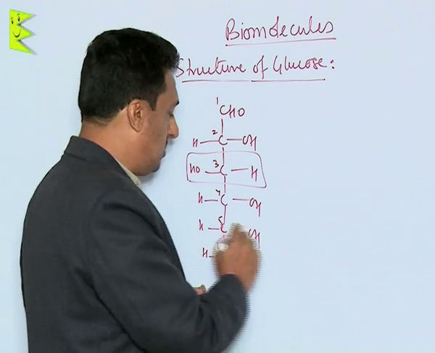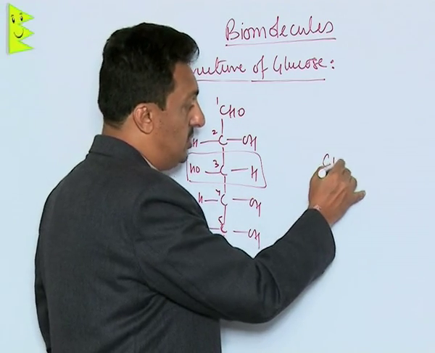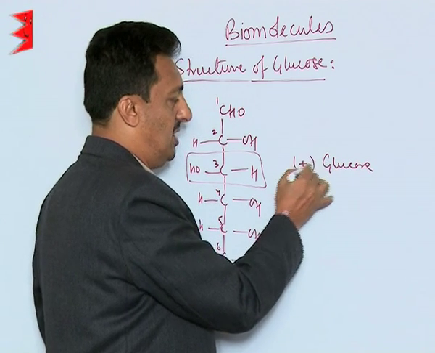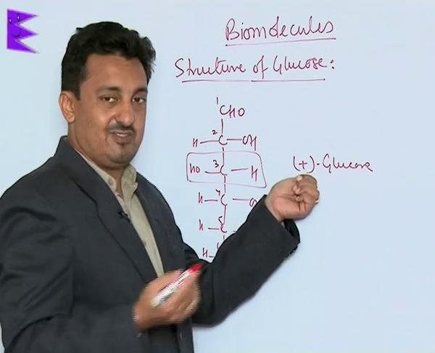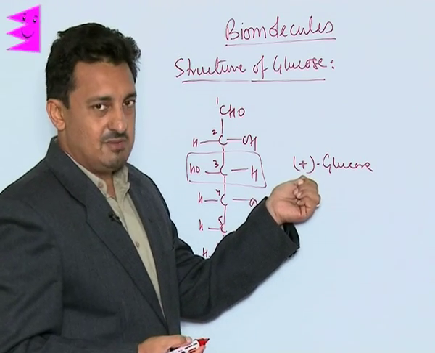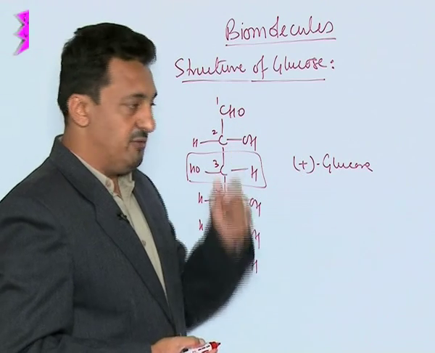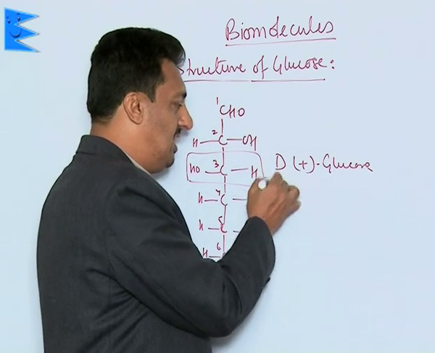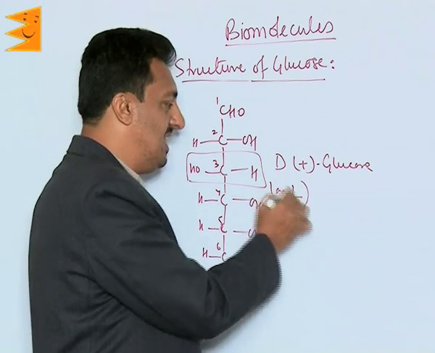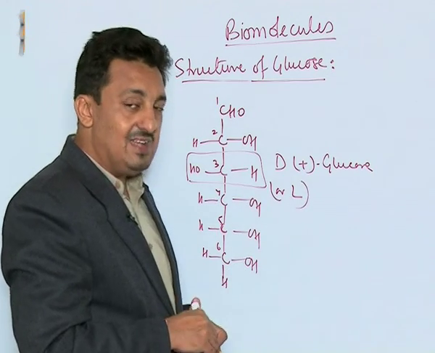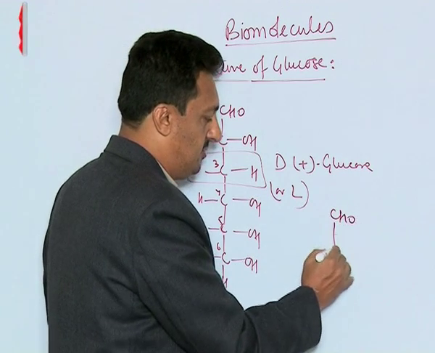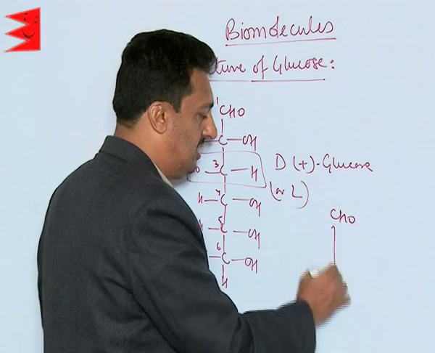And this is the complete glucose molecule, which can be put as either plus or minus, because plus means dextrorotatory and minus means levorotatory, which we cannot judge; that can only be determined experimentally. And before this we put either D or L. Now what do D and L mean? These are relative configurations, with respect to what? Glyceraldehyde molecule.